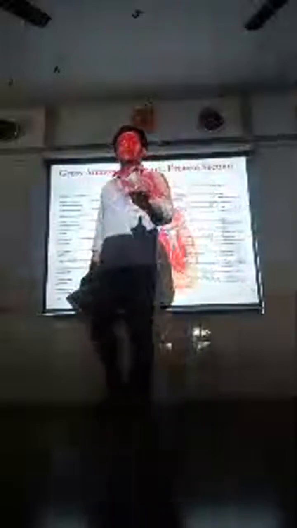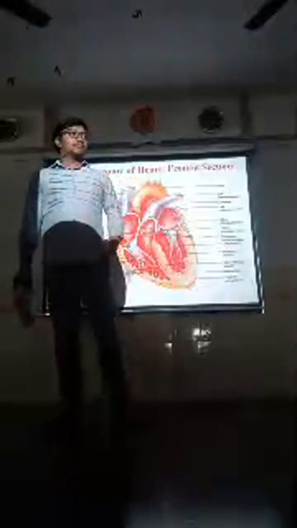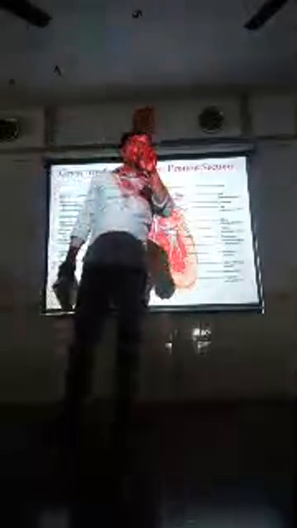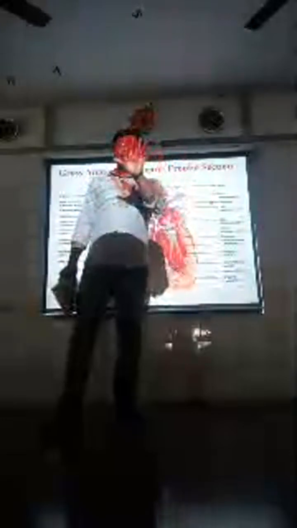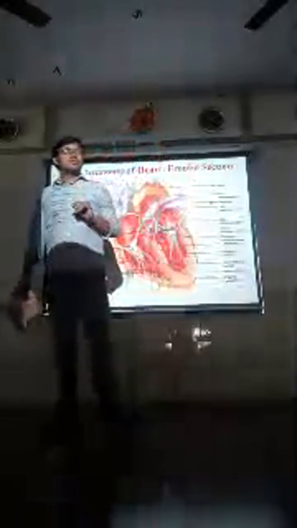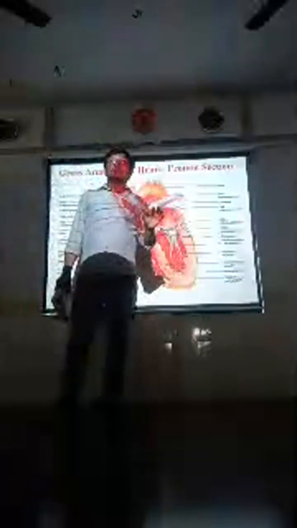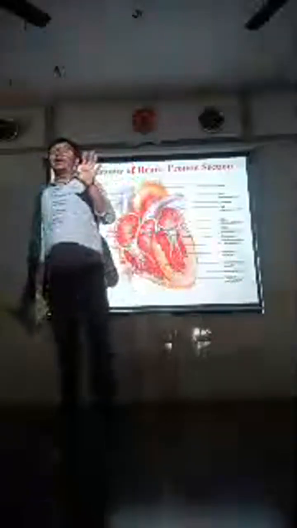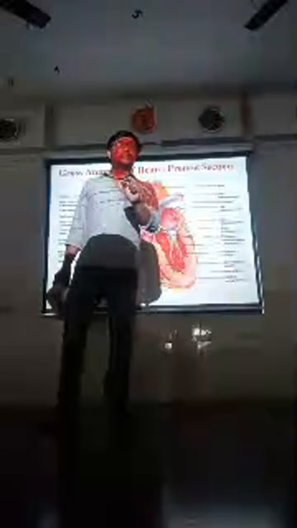Now, what is the structure of an artery? What is the structure of a vein? One point is that arteries contain large muscle and veins contain small smooth muscle. What is the major difference? Arteries do not contain any kind of valves, but veins have special types of valves.